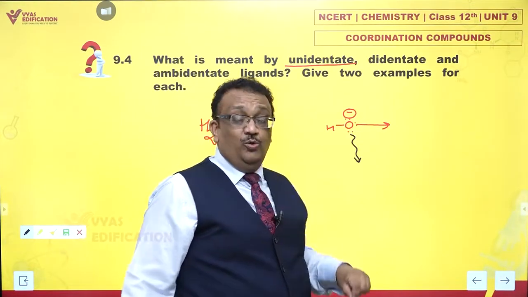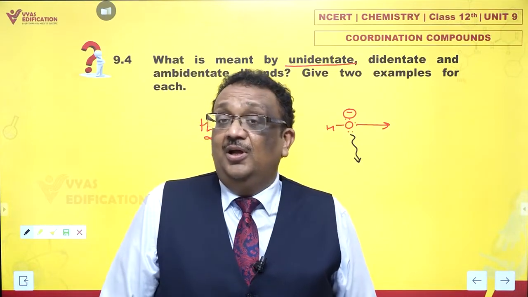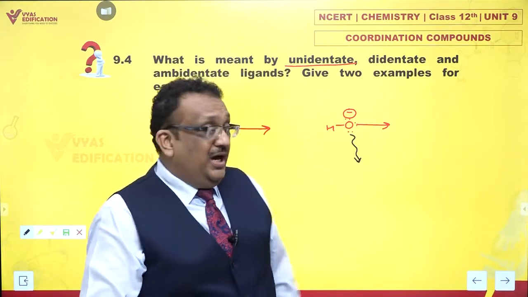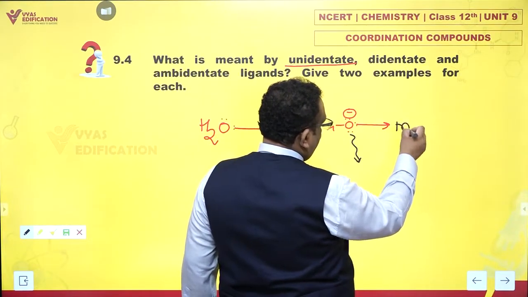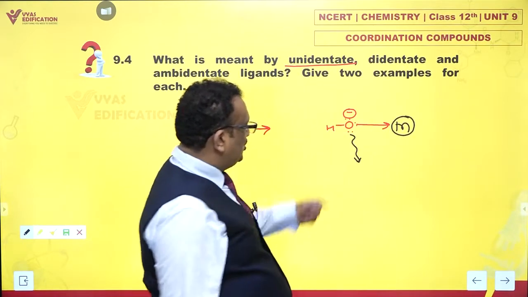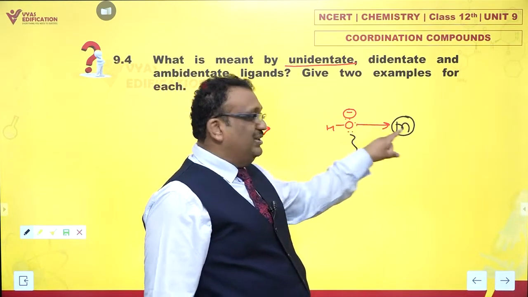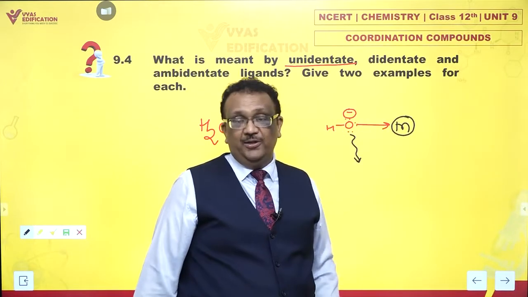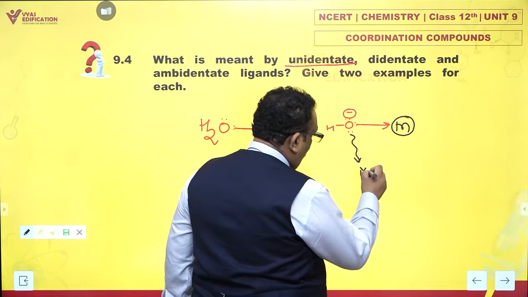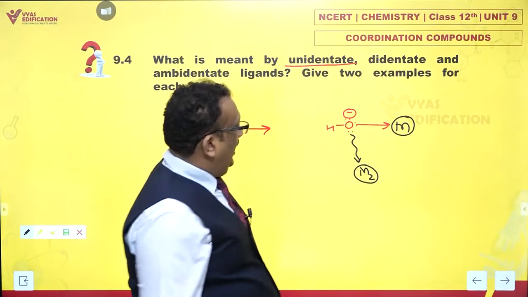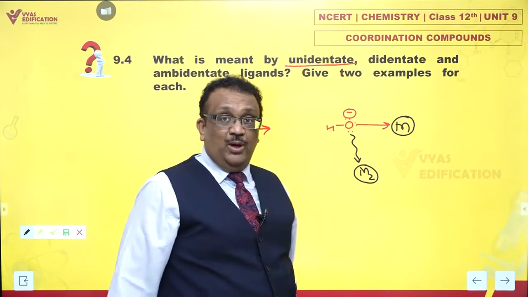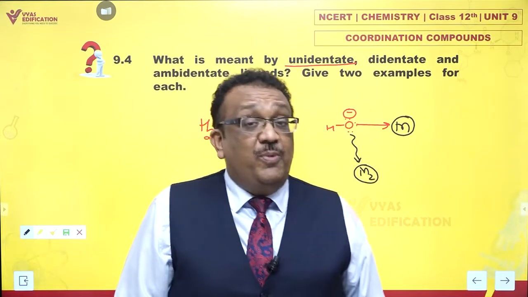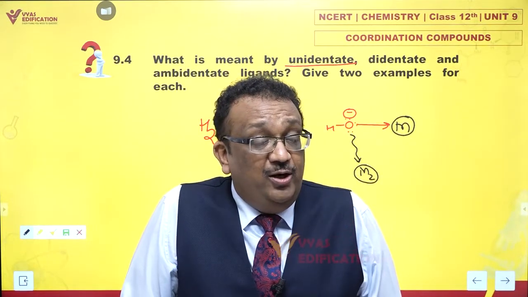These donated lone pairs are through coordinate bonds. Coordinate bonds are sigma bonds, and if you have one metal atom attached to OH minus, there is only one sigma bond possible. You cannot have two coordinate bonds like this with the same metal atom. Even if there is M2 and the other lone pair is being donated to M2, still OH minus would be a unidentate ligand only.